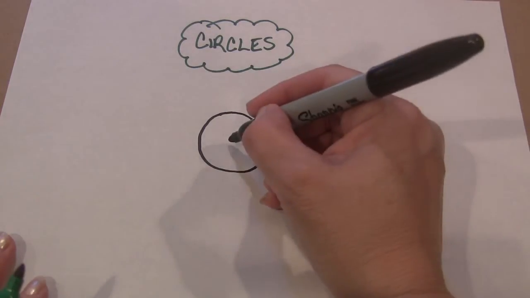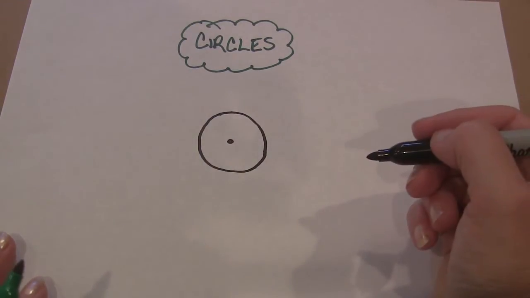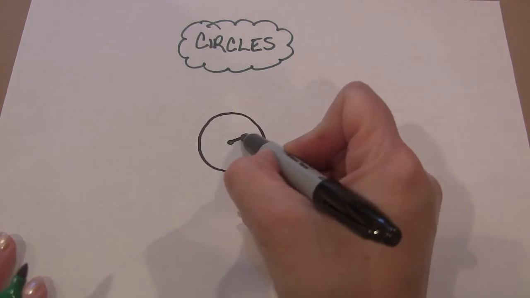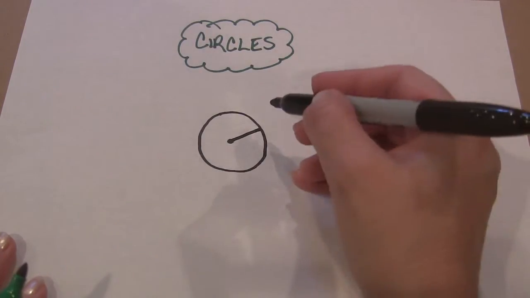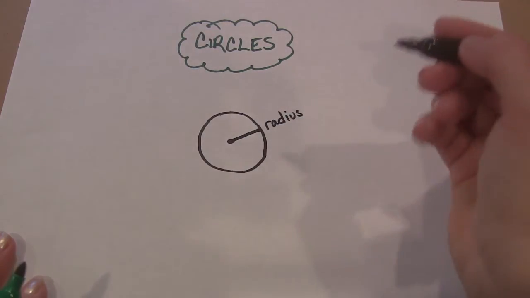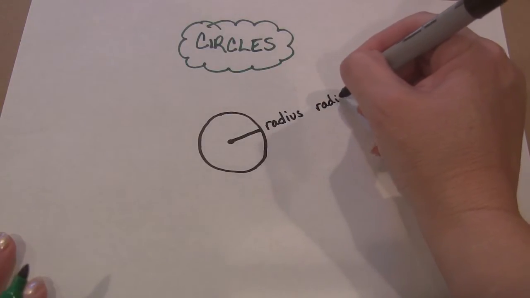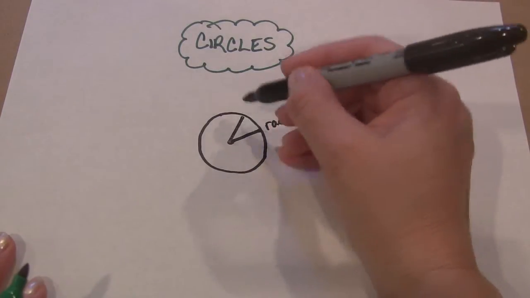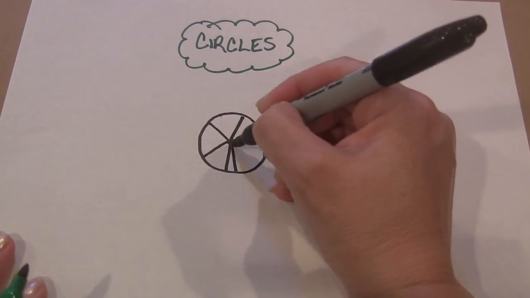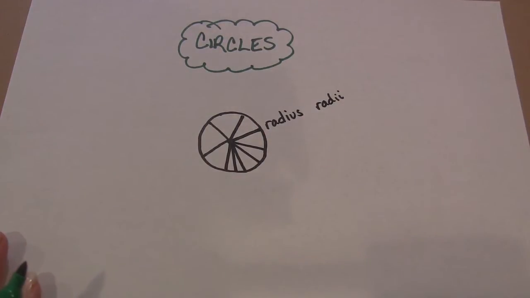Here's my circle. Pretend like it's perfect. And that is the center of my circle. If I draw a line from the center of my circle to the edge, anywhere, that is called a radius. The plural of radius is radii, and there are an infinite number of radii on a circle. It's all these lines that you can draw from the center off to the edge.